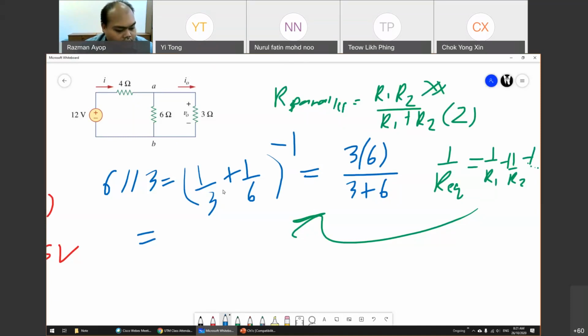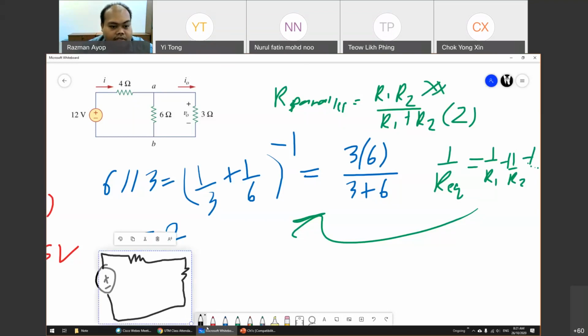Okay, you have to know how to use the calculator. Reciprocal, 1/3, 6 divided by. So the equivalent resistance is 2. So don't forget to redraw again. It is better if you are just learning about this. But if you already master it, you don't need to redraw again. But for this class, you have to redraw.